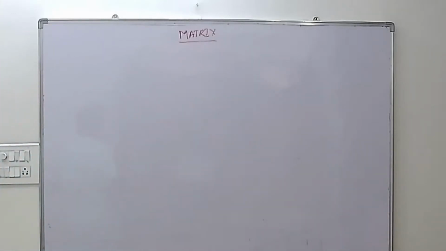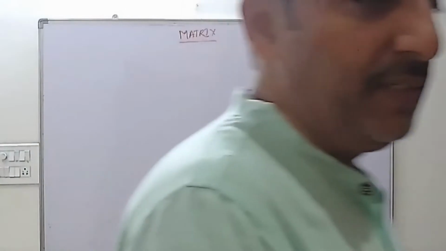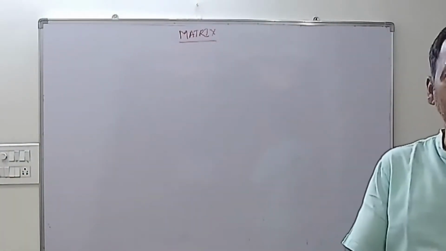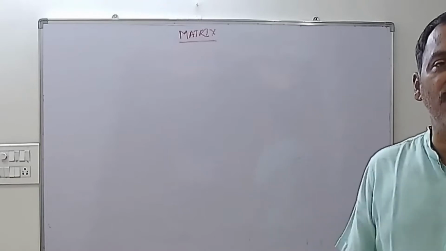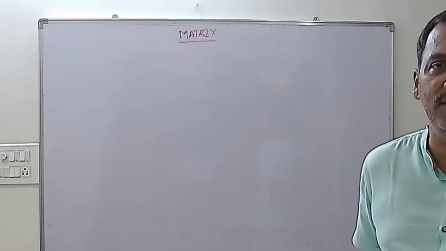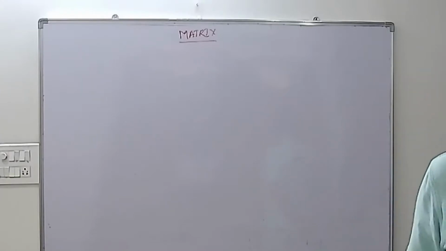What is the definition of a matrix? The matrix is nothing but the arrangement of the elements in horizontal and vertical lines. The arrangement of elements in horizontal and vertical lines is called a matrix.